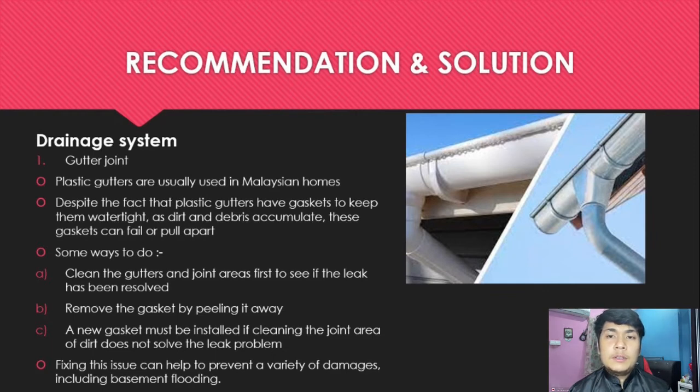Firstly, I will talk about the drainage system, gutter joint. Usually in Malaysia, people use plastic gutters. As we know, this plastic will go bad if we use it for a long term, and the gasket will go bad if it is not replaced with a new one. There are some ways to replace an old gasket with a new one.